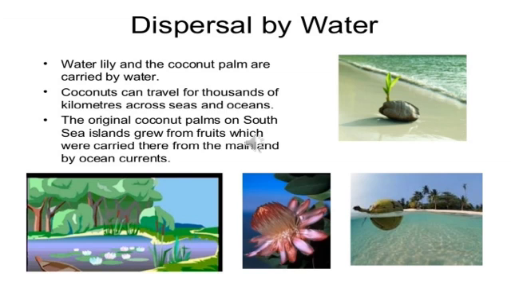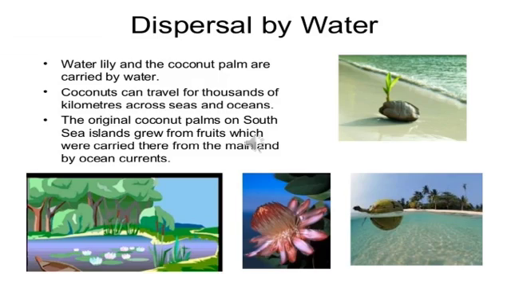In dispersal by water, the water lily and the coconut are two examples of seeds which are carried by the water. For wind dispersal, the examples we have read are the dandelion and the maple tree, and now the seeds which are dispersed by water have very clear examples: the water lily and the coconut tree.